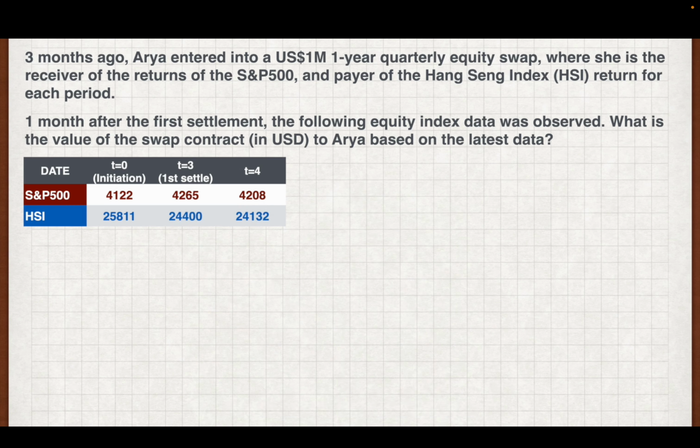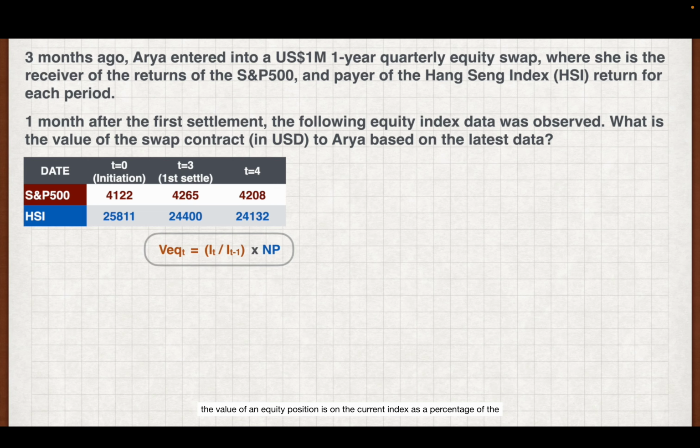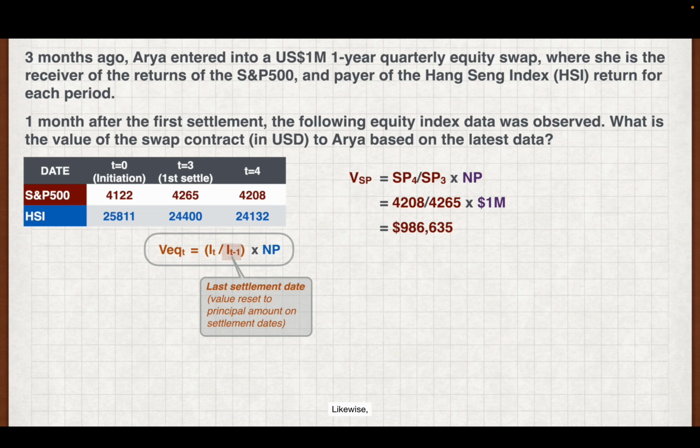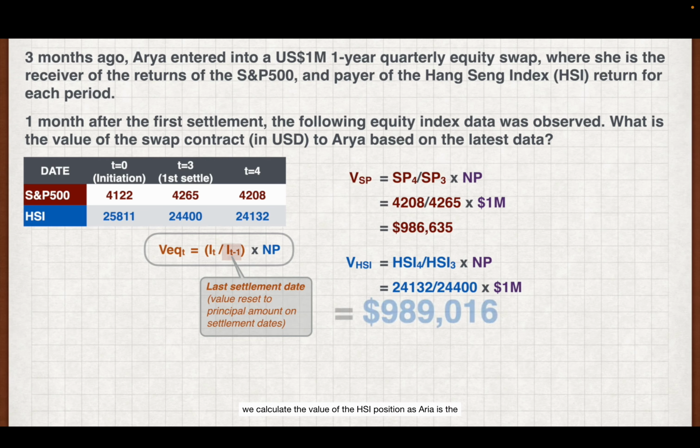And we're back. Now, if you remember, the value of an equity position is based on the current index as a percentage of the last settlement index times the notional principal. It's very important that you base it on the index at the last settlement date, as the value is reset to the principal amount after payment was made. So, with that, we can calculate the value of the S&P position. Likewise, we calculate the value of the HSI position.